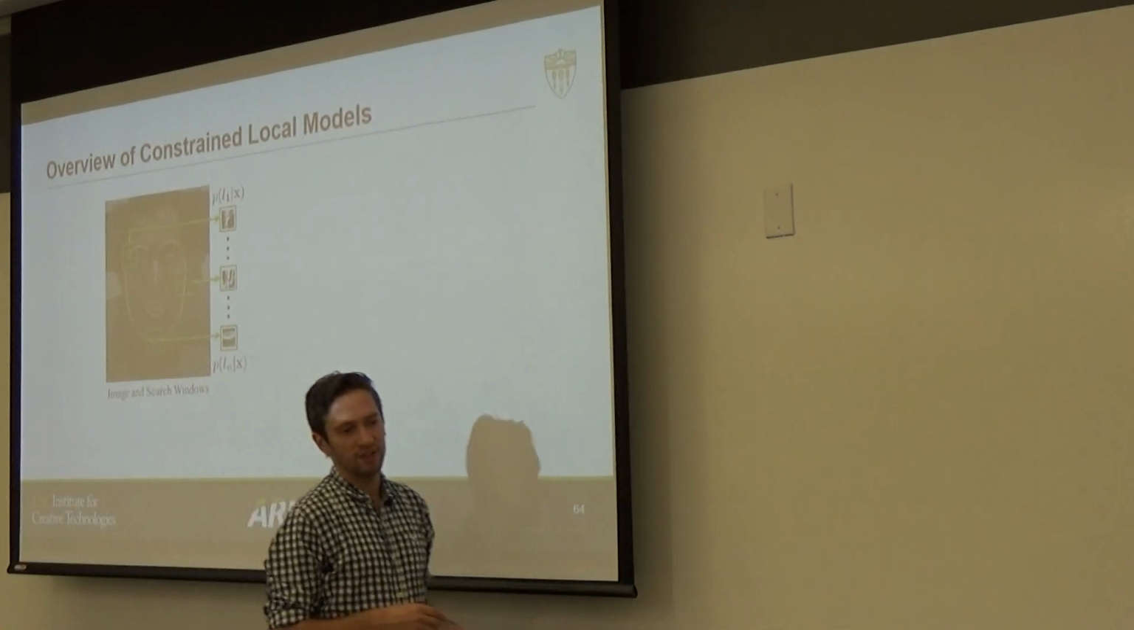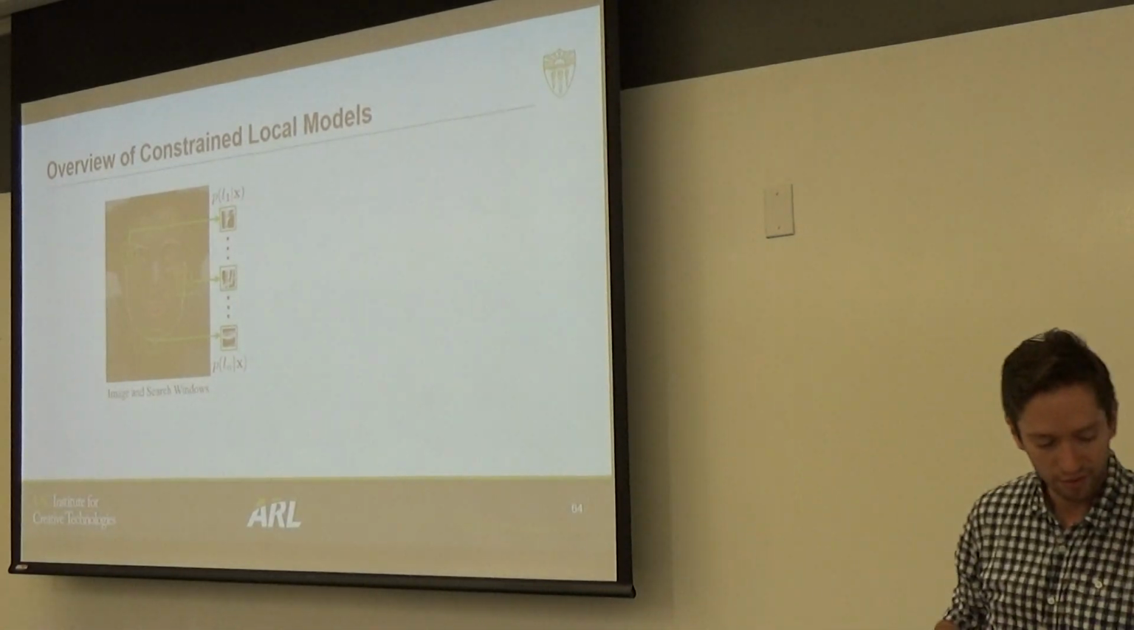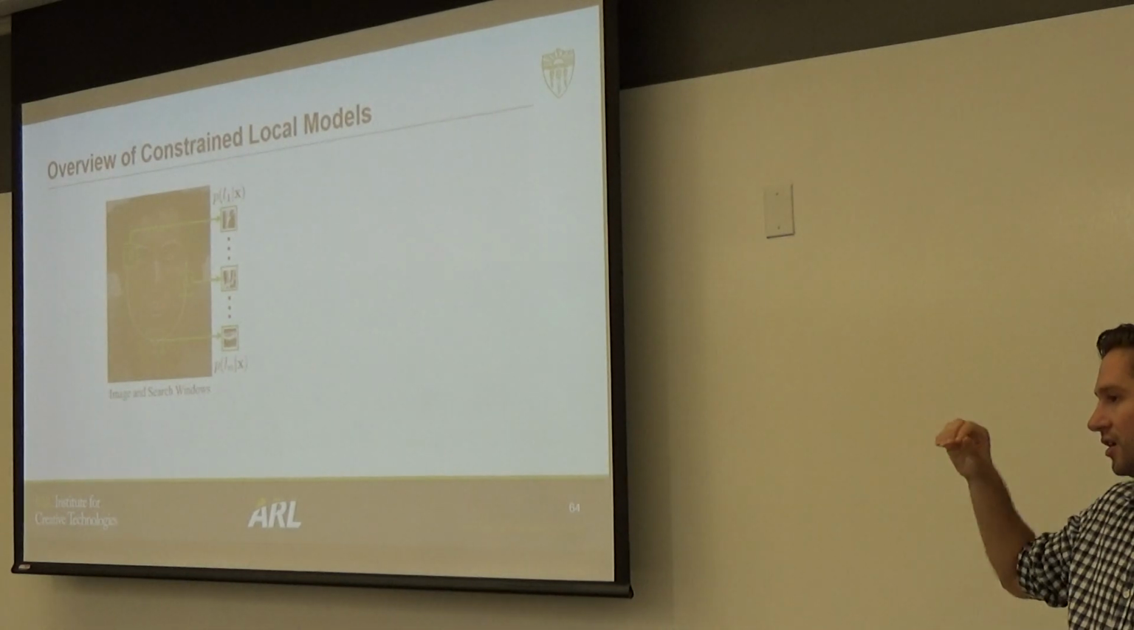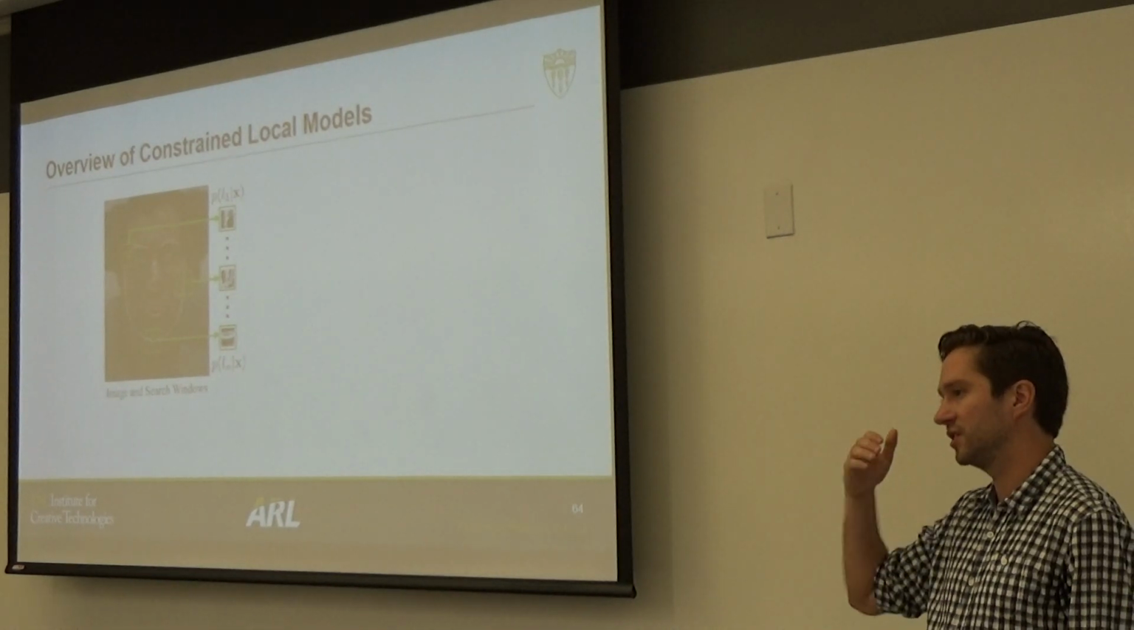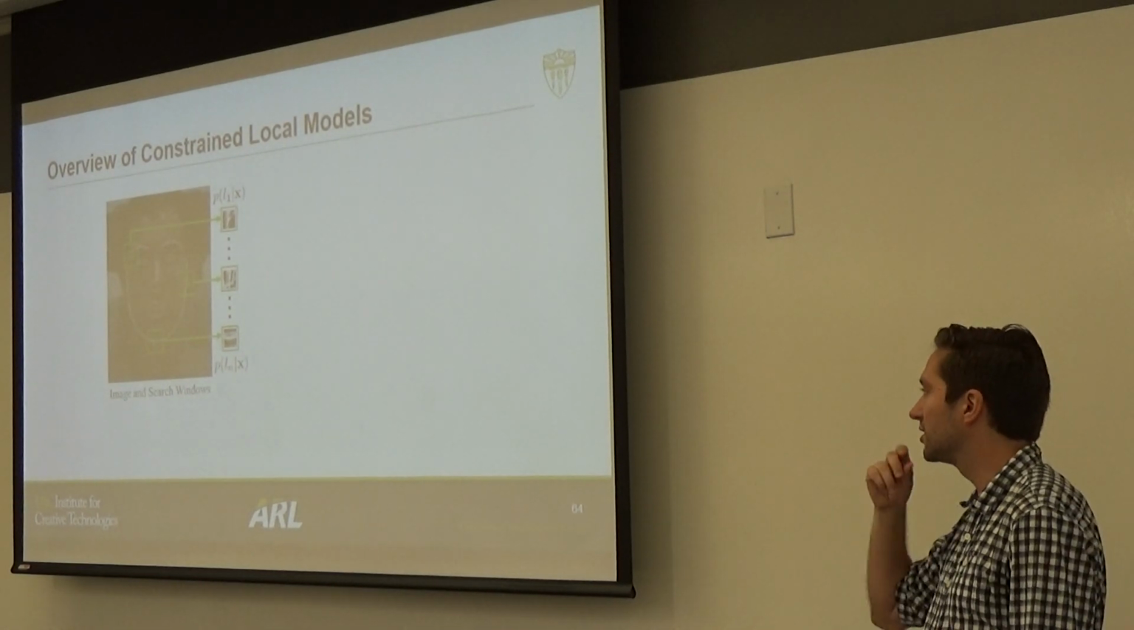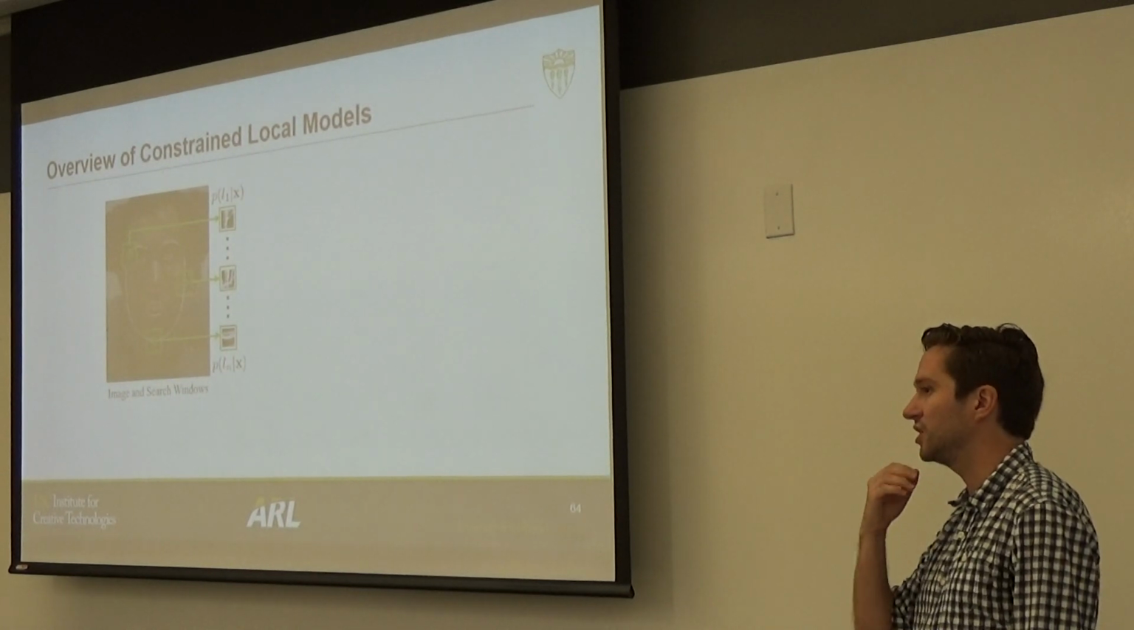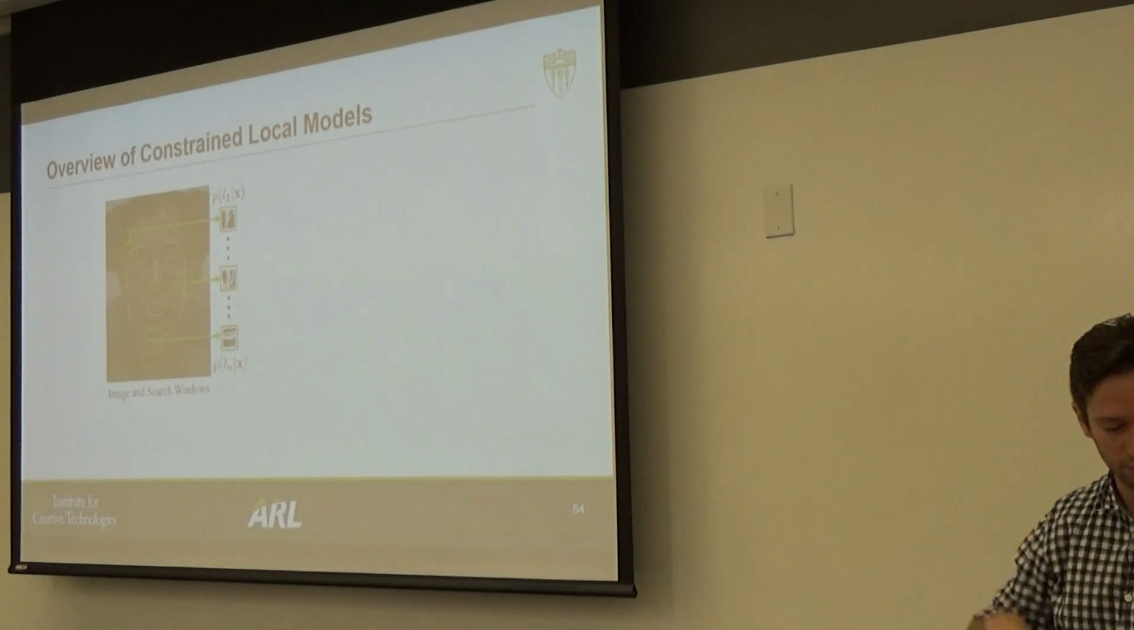What this gives you is a response map, basically. So on this whole window, you have a more or less high value, and that gives you a sense of, well, we think maybe the bottom of the chin is more on this point rather than this point.